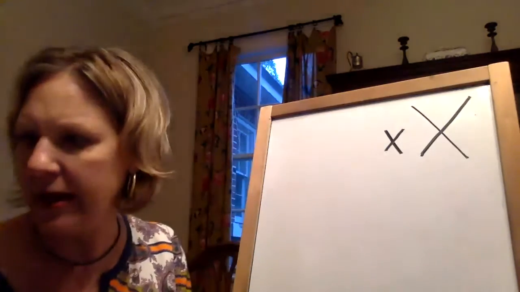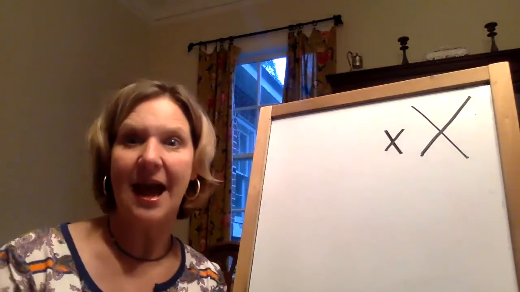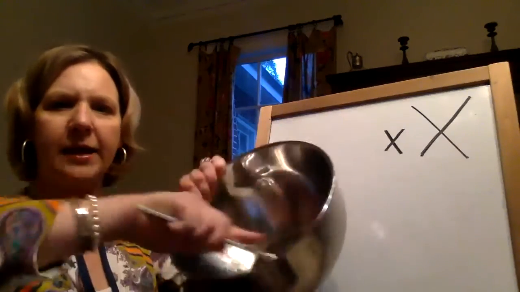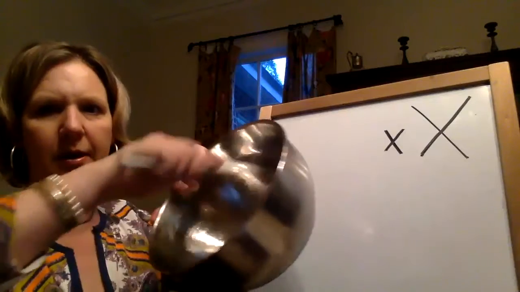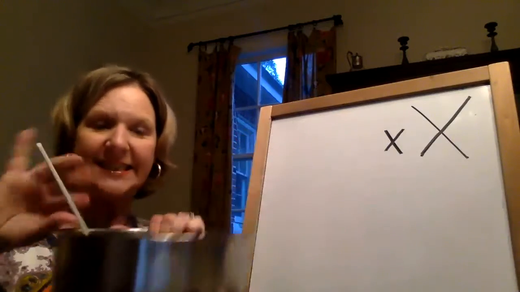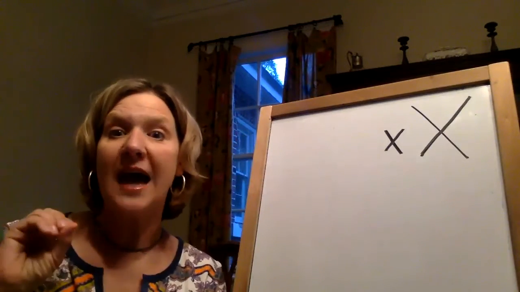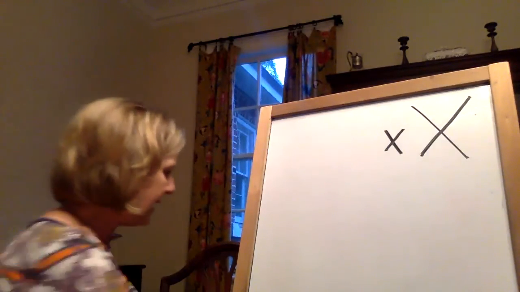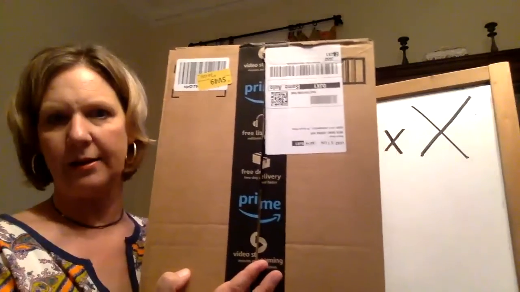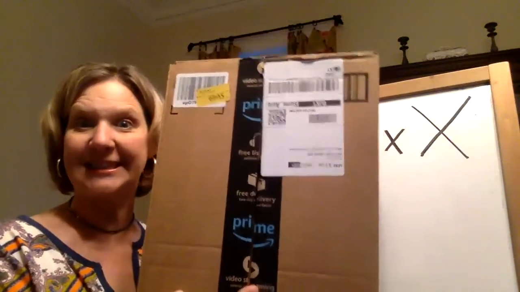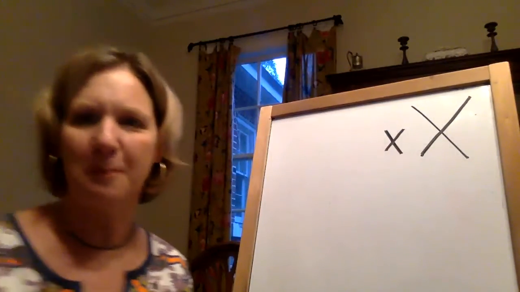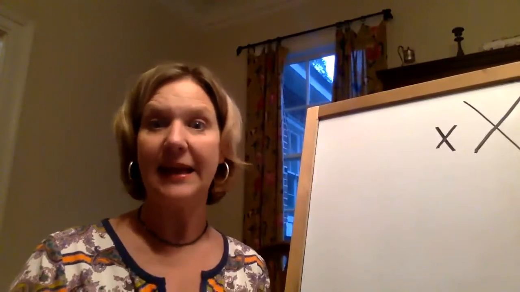And then we can hear that X at the end of a word. If I am making a cake, what do I have to do to the batter? I have to mix it. Mix. We hear that X at the end of the word mix. And today, I received what from Amazon? A box. So box, you hear that X at the end of the word box. So the X makes that X sound.